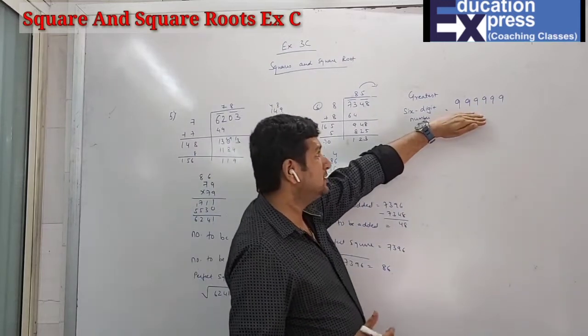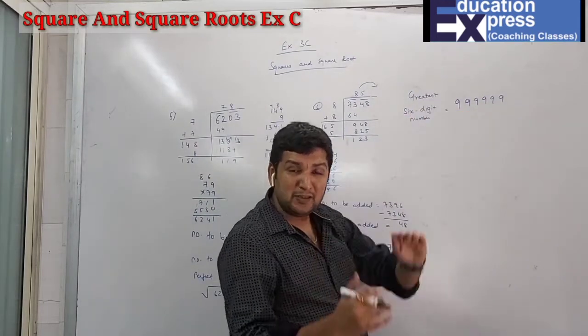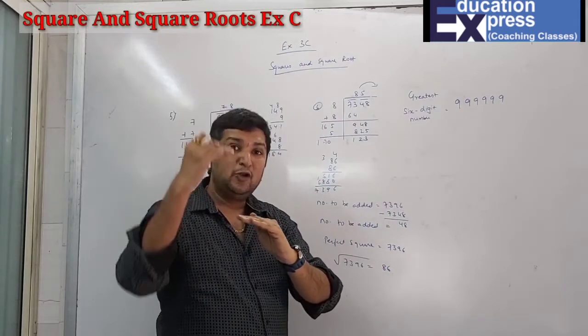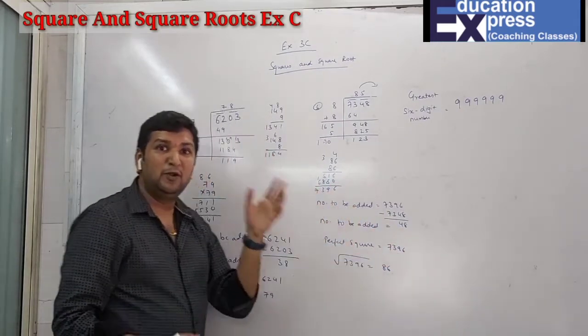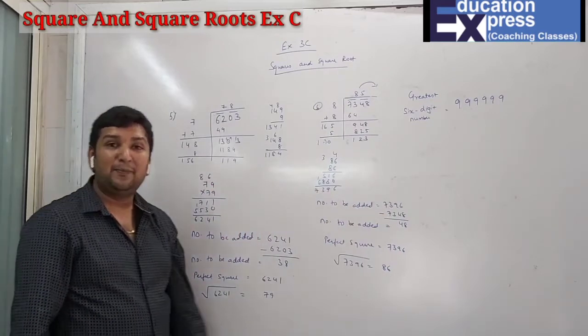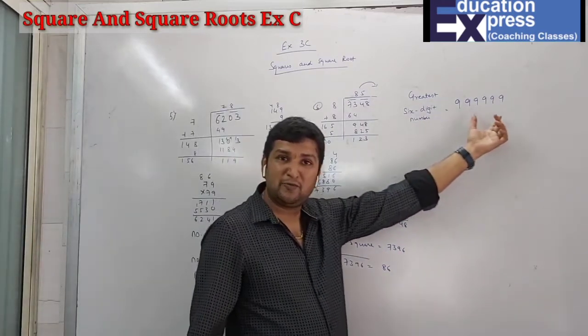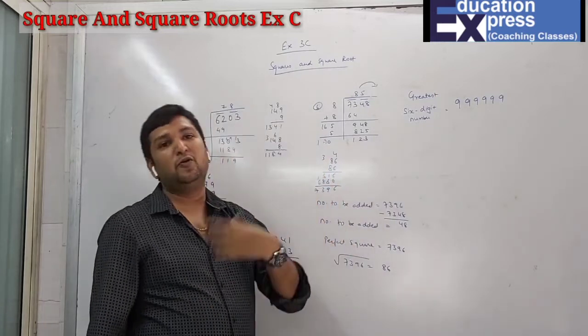That means you have to go something before this. Obviously, if you are going before this, you don't have to add, you have to subtract. So here definitely you will be using the concept of subtraction. That means first you will find the square root. Whatever remainder will come, you have to subtract.